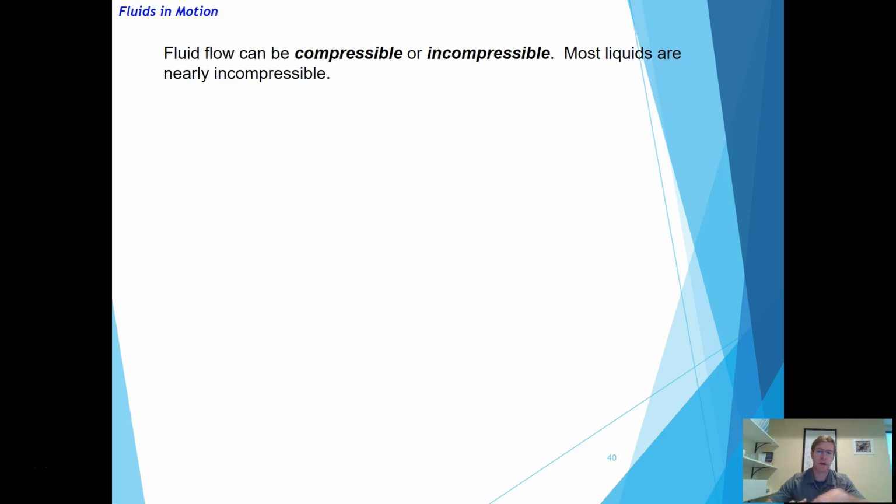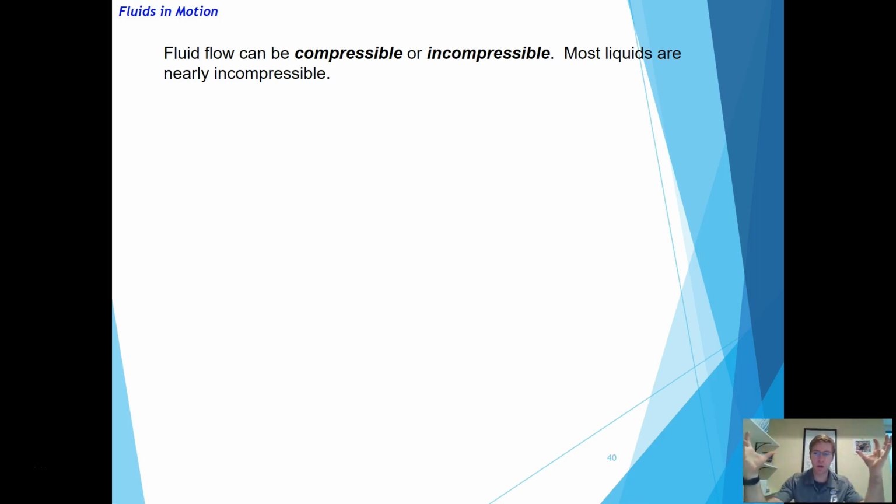Well, what does that mean? Well, let's take, for example, this room. In this room, it's full of air right now. I could take all the air in the room that I'm in, and I could shove it into probably a single scuba tank. So air is highly compressible.